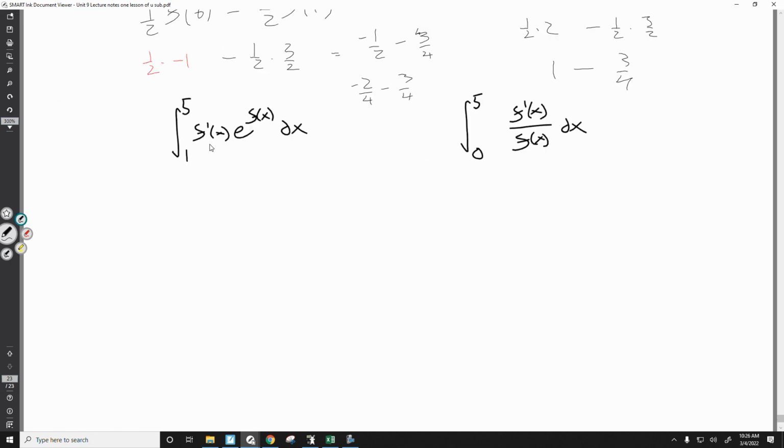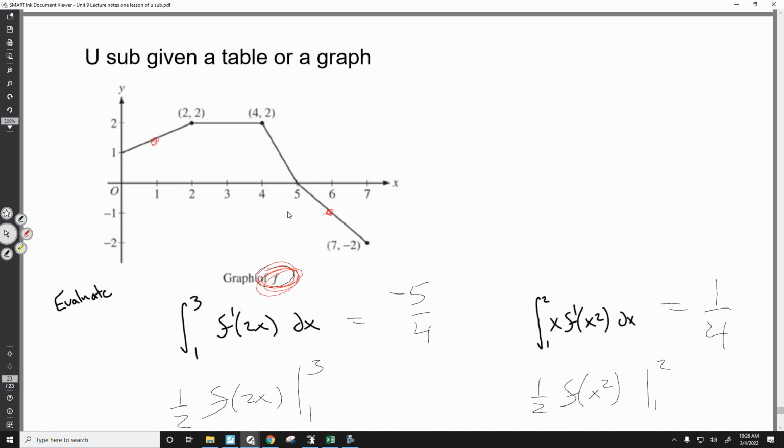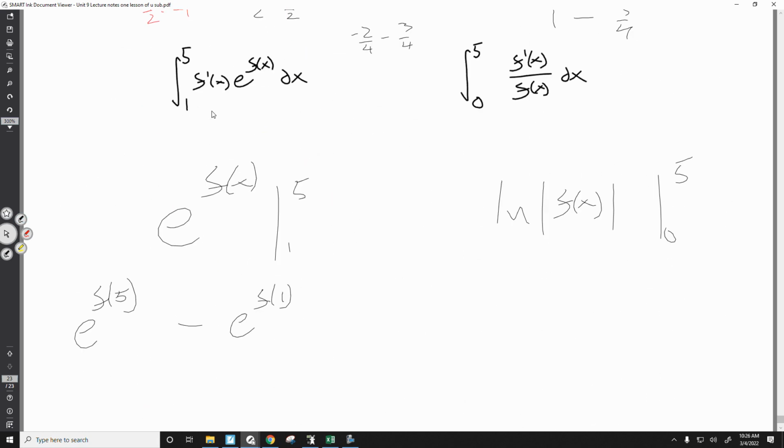You have to know the antiderivative of this is just e to the f of x. If you took the derivative of this, it would be e to the f of x times f prime. Plug in 1 and 5. The antiderivative of this is log absolute value of f of x. Now for these, you have to figure out what is f of 5 and what is f of 1. f of 5 is 0. f of 1 is 3/2. That's my answer. Same would go for that. Okay?